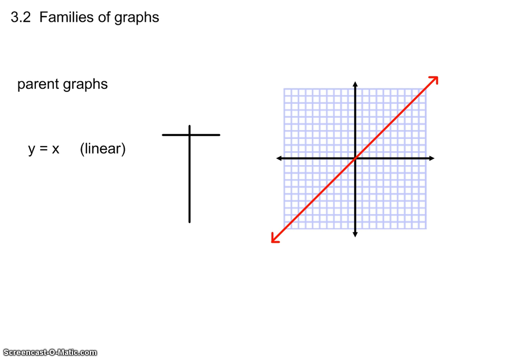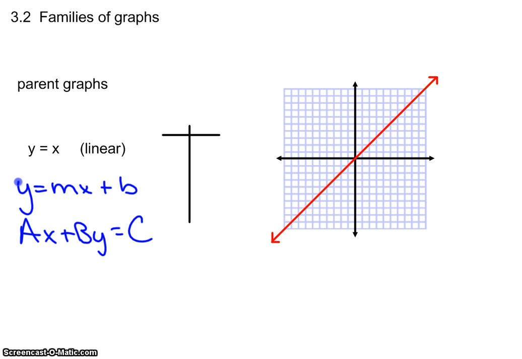When we graph linear functions, we really don't use a parent graph. We're very good at already dealing with it if it's in slope-intercept form or if it's in standard form, using our intercepts method to get a pair of points and connect those. So I don't even talk about the table with a linear function, but your parent graph for a linear function would be y equals x.